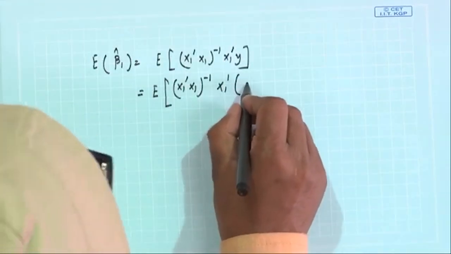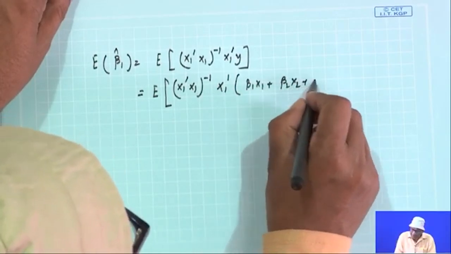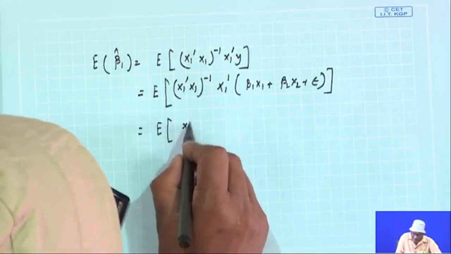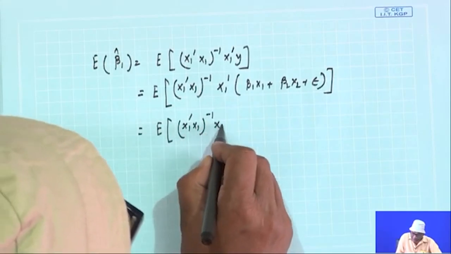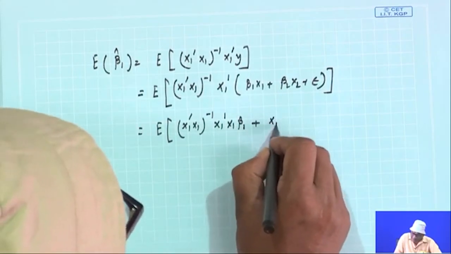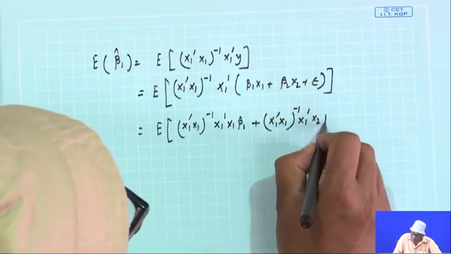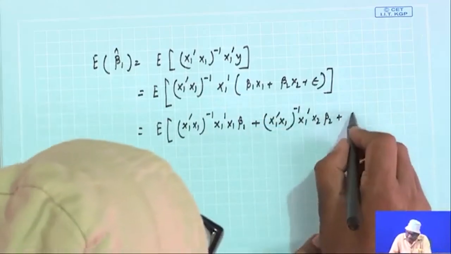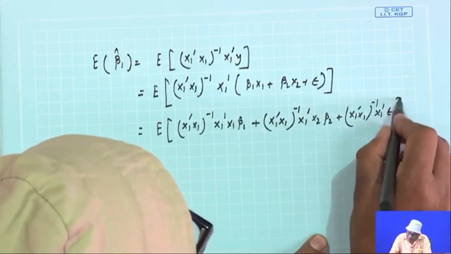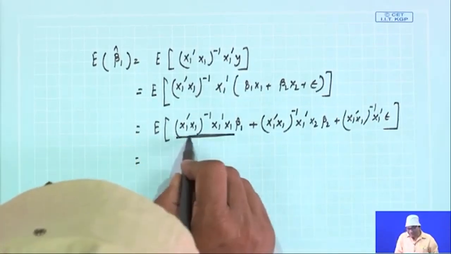So, you write down this as y = β1x1 + β2x2 + ε. Then the expected value will go to (X1ᵀX1)⁻¹X1ᵀX1β1 + (X1ᵀX1)⁻¹X1ᵀX2β2 + (X1ᵀX1)⁻¹X1ᵀε. So, X1ᵀX1 inverse into X1ᵀX1, this is I.